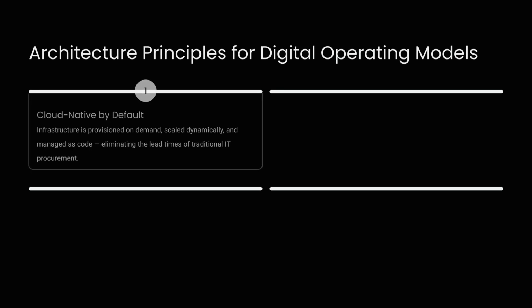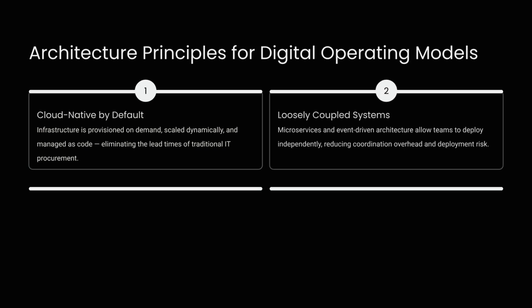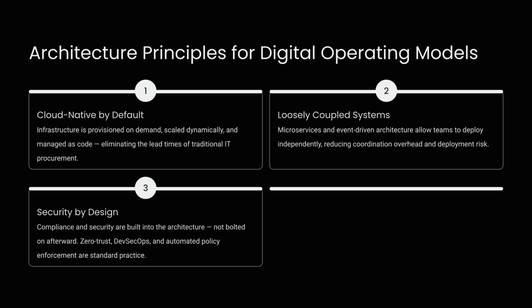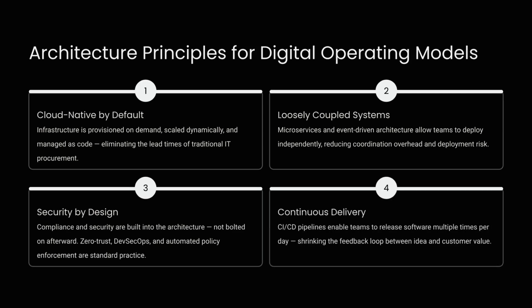Architecture principles include cloud native by default, provisioning infrastructure dynamically as code. Loosely coupled systems allow independent deployment. Security by design builds compliance in from the start. Finally, continuous delivery shrinks the feedback loop to customer value.